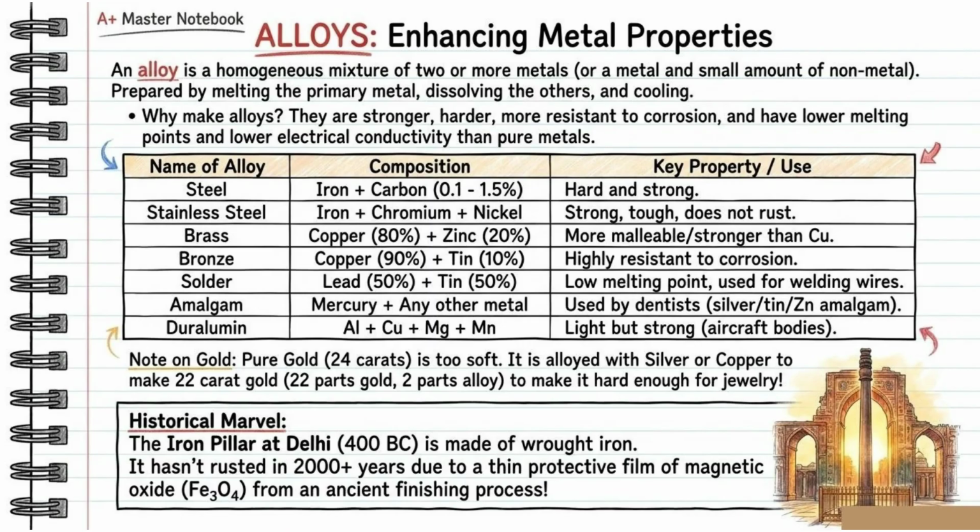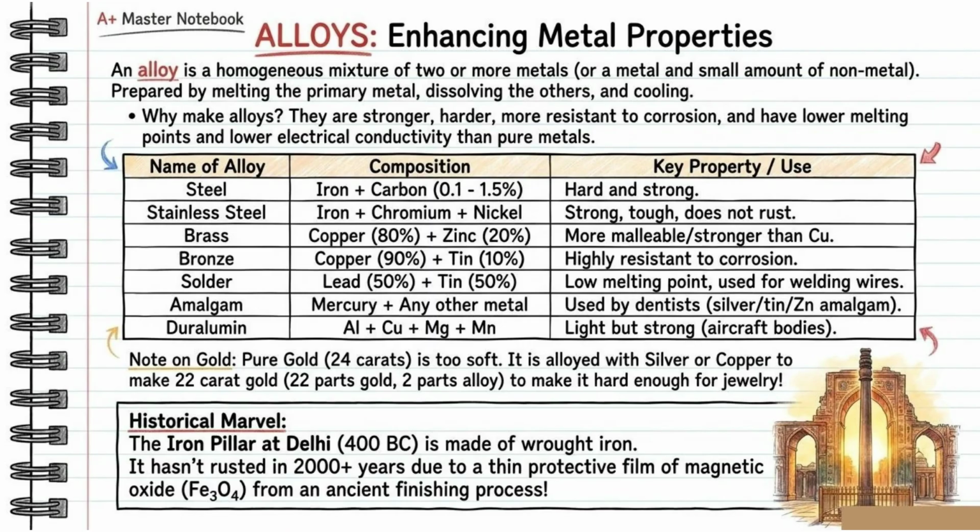Even pure gold needs help. Pure 24-karat gold is far too soft to wear. Jewelers alloy it with small amounts of silver or copper to create 22-karat gold, meaning 22 parts gold and 2 parts alloy, giving it the structural strength needed to actually hold its shape as jewelry.